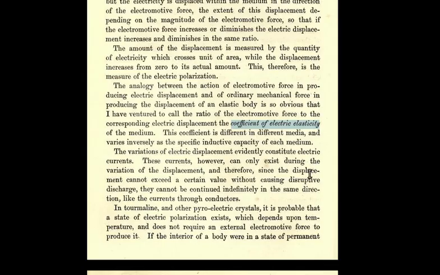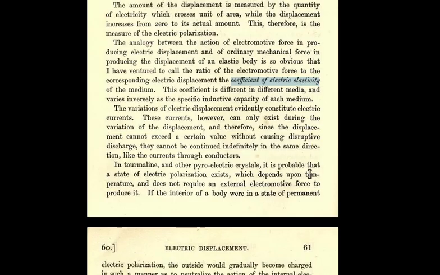The variations of electric displacement evidently constitute electric currents. These currents, however, can only exist during the variation of the displacement, and therefore, since the displacement cannot exceed a certain value without causing disruptive discharge, they cannot be continued indefinitely in the same direction, like the currents through conductors.